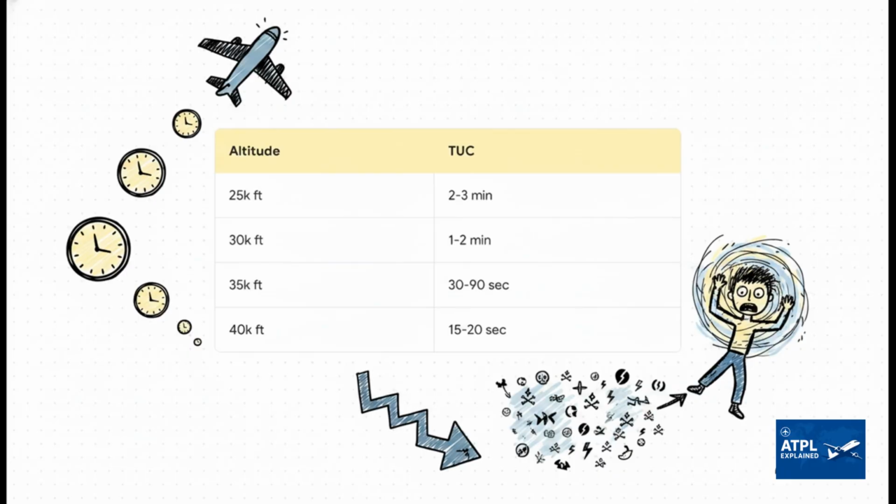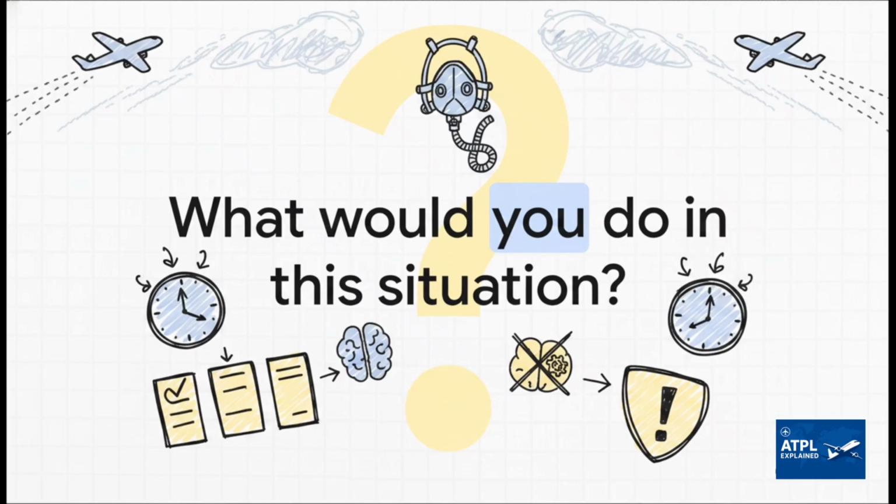At 25,000 feet, you have a relatively manageable 2 to 3 minutes, but by 35,000 feet, that drops to just 30 to 90 seconds. And at 40,000 feet, which is a typical cruising altitude for modern jets, it plummets to a terrifying 15 to 20 seconds. Keep in mind, this isn't the time until you pass out, it's the time until your brain stops functioning logically. Think about that for a second.